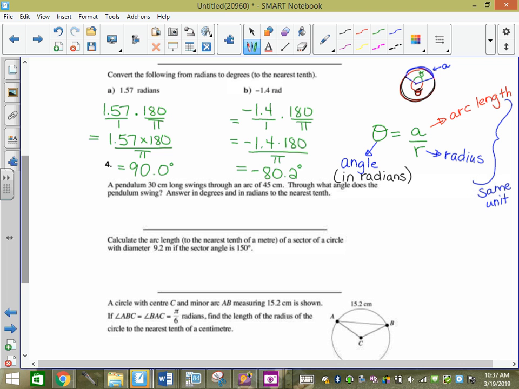So let's look at a question. A pendulum, 30 centimeters long. There's my pendulum. It's 30 centimeters long. It swings through an arc of 45 centimeters.